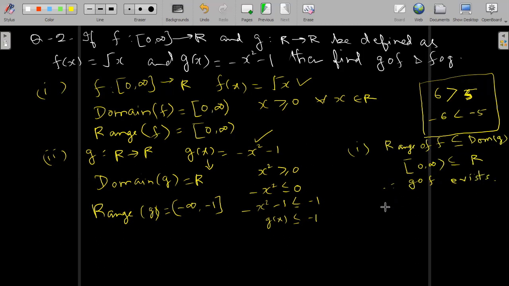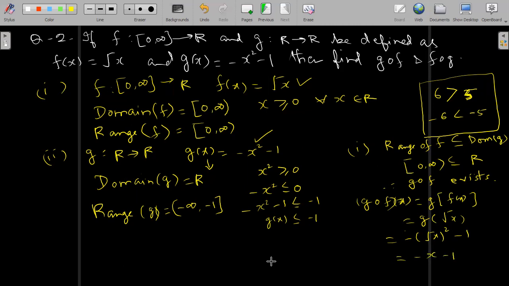When it exists, we can find it out. To find g o f, it is equal to g of f(x). What is f(x)? f(x) is under root x, and g(x) is minus x square minus 1. So this will be minus under root x square minus 1. Root x square is x, so minus x minus 1.